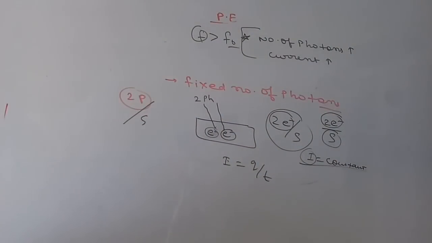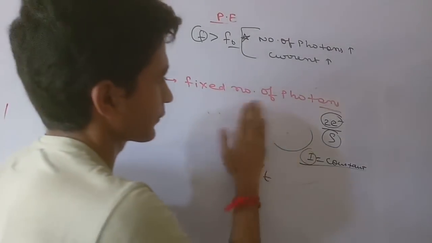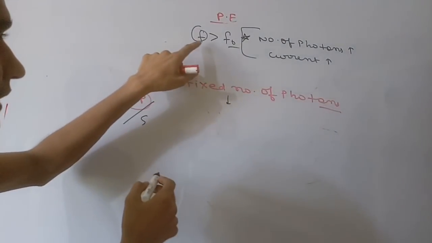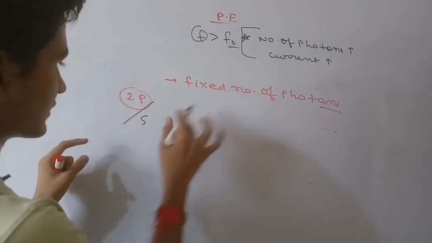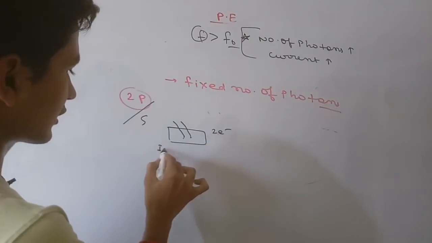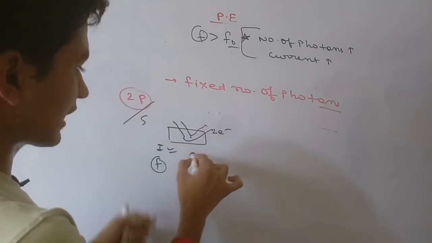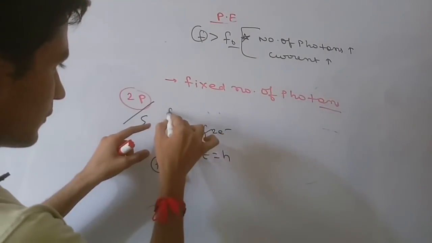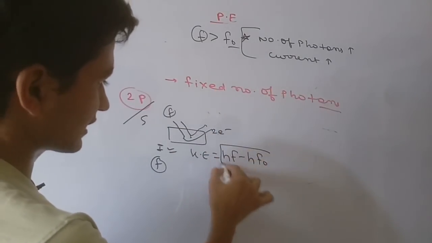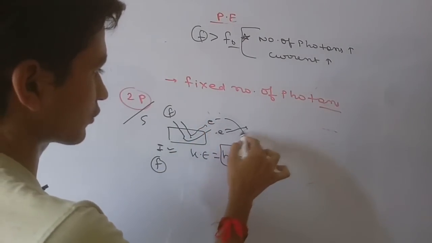One more thing here: if you have fixed the number of photons, and you are increasing the frequency of the photon, suppose the frequency was F. In this condition, 2 electrons were excited, current was the same, and the frequency was F. The electrons excited from here have kinetic energy HF minus HF naught, where the required frequency was F naught. So both electrons have this much kinetic energy.